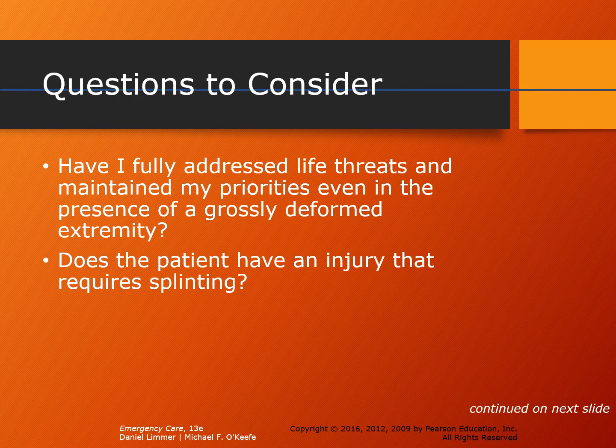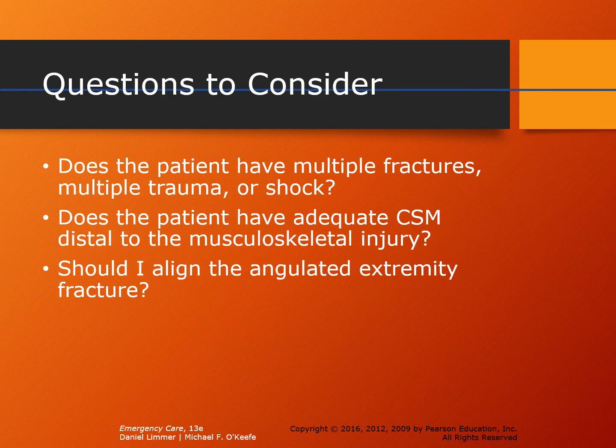Some questions to consider. As you are assessing your patient, have you fully addressed life threats and maintained your priorities even in the presence of a grossly deformed extremity or a distracting injury? Does your patient have an injury that actually requires splinting, or is it more appropriate for us to leave that injury as is? Does your patient have multiple fractures, multiple trauma, or shock? Does your patient have adequate CSM distal to the musculoskeletal injury? And how are you finding out if that CSM is actually there? Also, should I align the angulated extremity fracture? And when should and should not we realign injured sites?